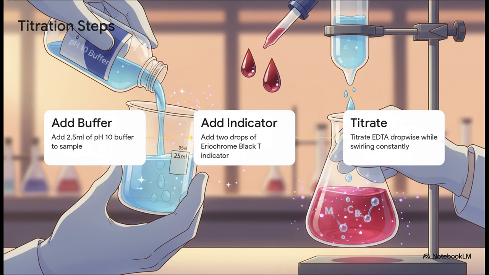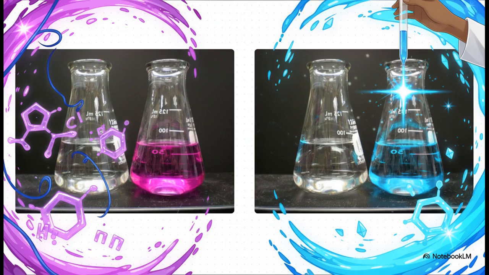We keep adding drops, watching incredibly closely, waiting for the exact moment when the very last mineral ion is bound up. And this brilliantly illustrates the exact visual moment we're looking for. Notice the dramatic color shift. The flask on the left shows that initial wine red color, meaning hardness ions are present. But once enough EDTA has been added to bind every single calcium and magnesium ion, the Eriochrome Black T indicator is suddenly freed. When that happens, the solution instantly snaps to a clear, bright blue, just like the flask on the right. Bam! That is our titration endpoint.